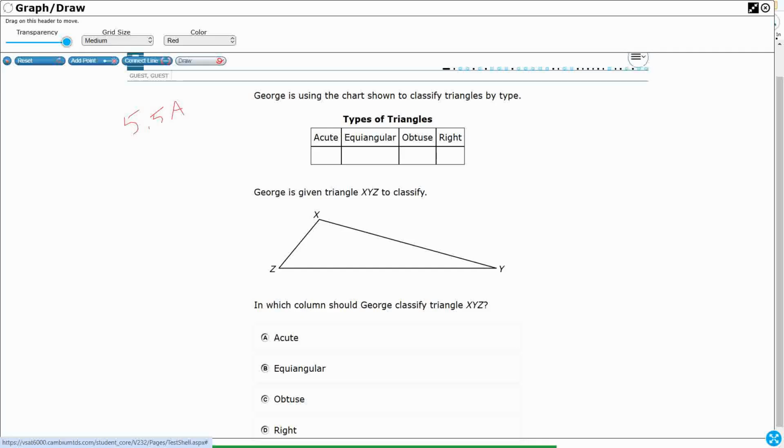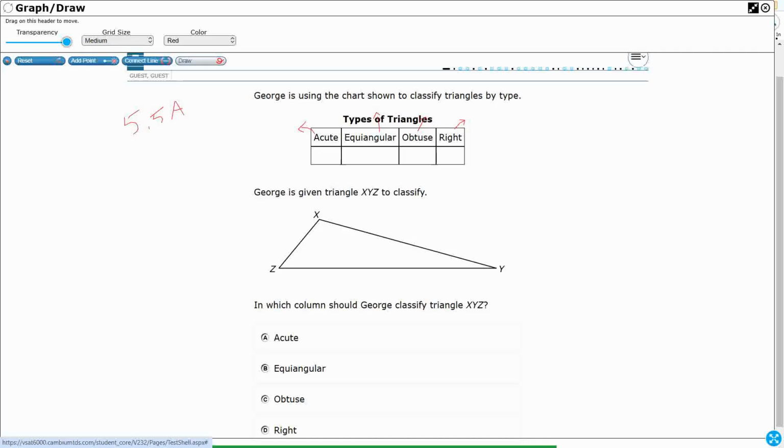And is this an acute triangle, equal angular, obtuse, or right? And so here's what we need to do. We need to know the definition of each of these types of triangles, and none of these definitions are going to be on our mathematics chart. So we need to go into the STAAR test knowing this.